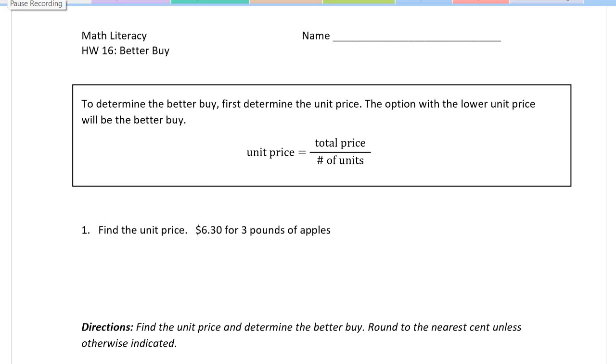Problem number 1, find the unit price, $6.30 for 3 pounds of apples. The unit price there is $2.10.